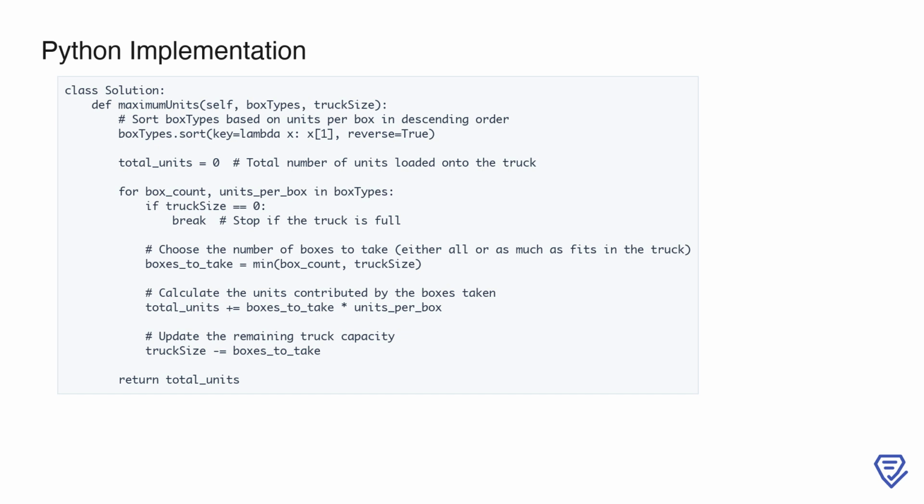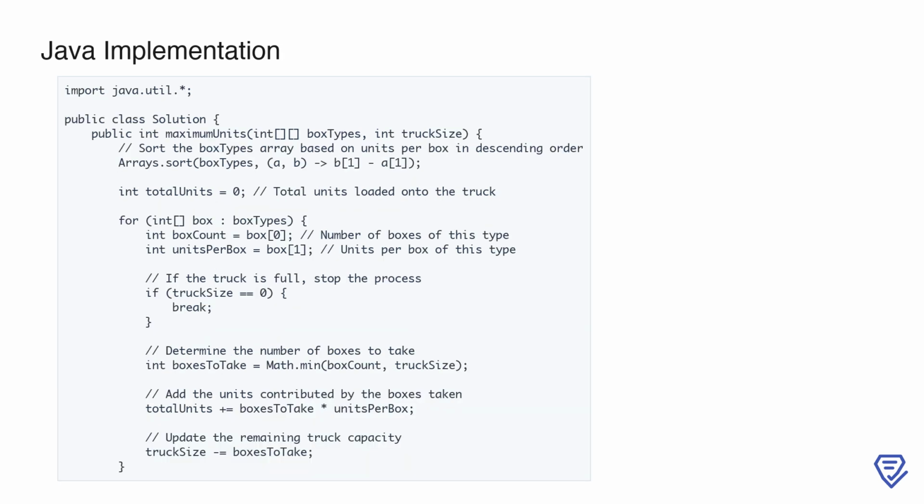This solution is efficient, with a time complexity of O(n log n), due to the sorting step, where n is the number of box types. The subsequent iteration through the list has a linear complexity of O(n), making the overall approach optimal for this problem. Here, we begin by importing the necessary libraries and defining our solution class.